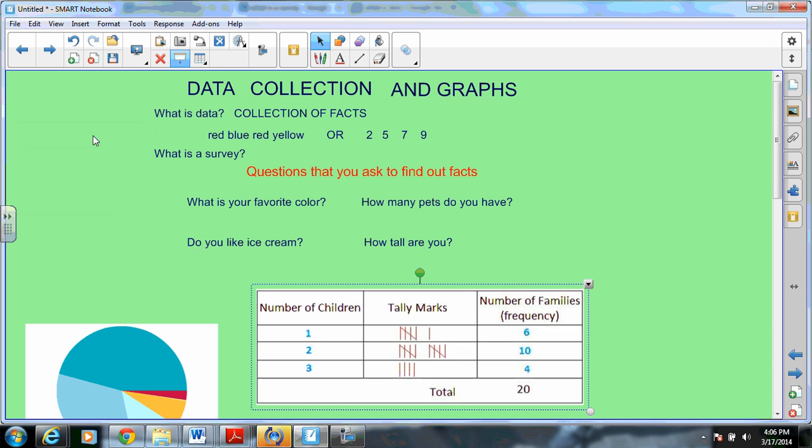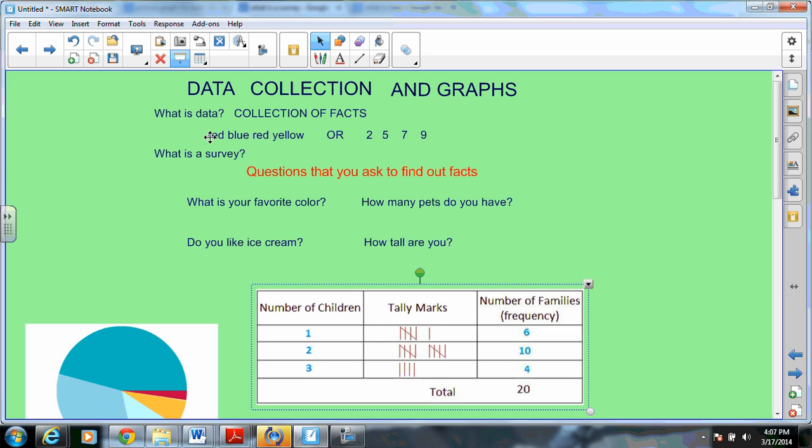Hi, today we're going to talk about data collection and graphs. When I think about data collection, I think about all kinds of graphs and things that people have drawn for you to look at and to get information from. What is data? Data is a collection of facts.